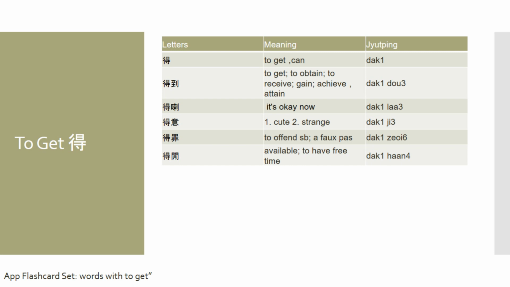And if you want to say cute or strange in Cantonese, then you could say "đắc yi." Now, if you want to say to offend in Cantonese, then you can say "đắc罪." Now, if you want to say to have free time or being available in Cantonese, then you could say "đắc hạn."